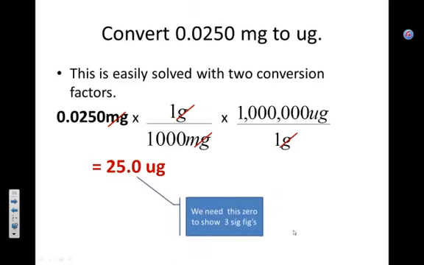Here, we need this 0 at the end because if you notice, this has three significant figures in it. We have a decimal present, 1, 2, 3 sig figs counting from the Pacific side, from the first non-zero, so our answer needs to also have three significant figures. So if we'd just written 25, that would have not been expressed to the correct number of significant figures.